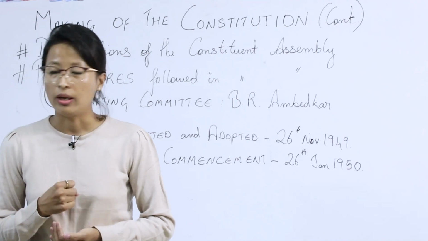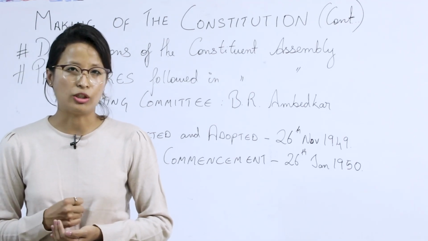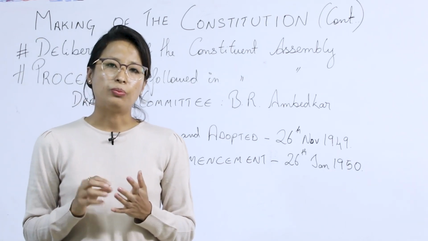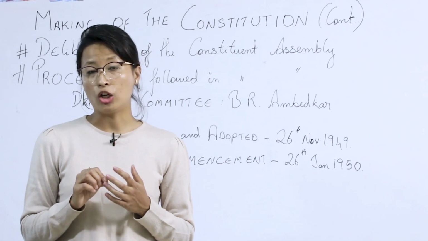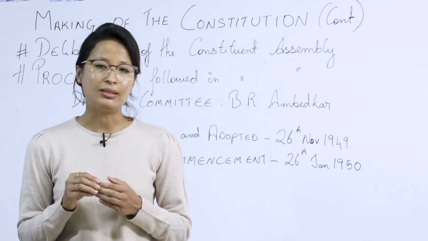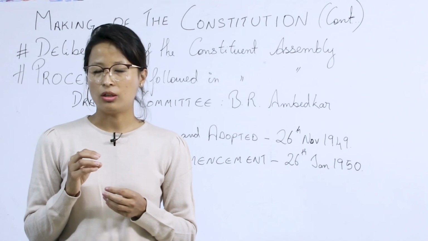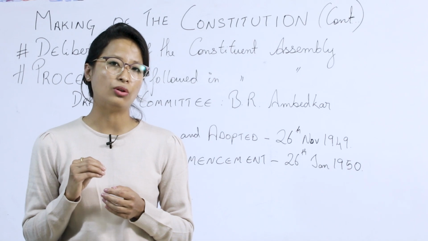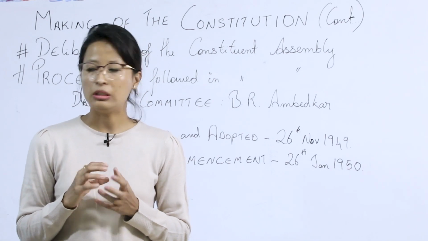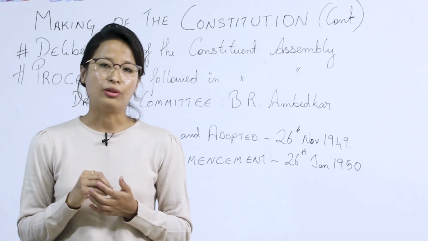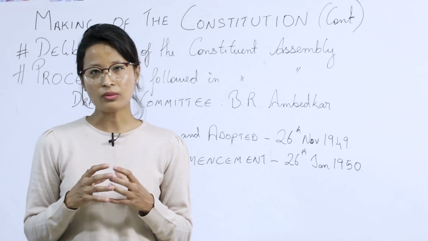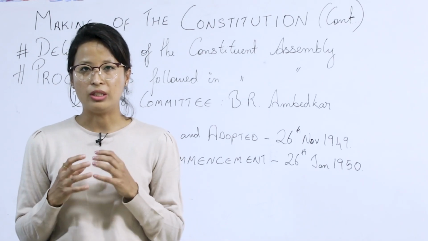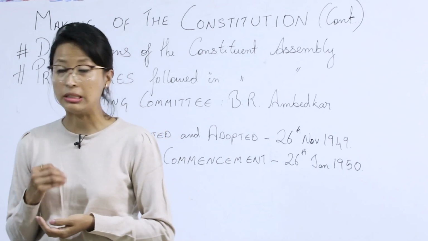Point number 3, in the Congress session of 1931, they adopted fundamental rights and economic policy. Now, fundamental rights are there in the present constitution, and some features of the economic policy are there in the directive principles of state policy. These two have different chapters, in the next chapter. We have detailed information on this, so I will not go into detail here.